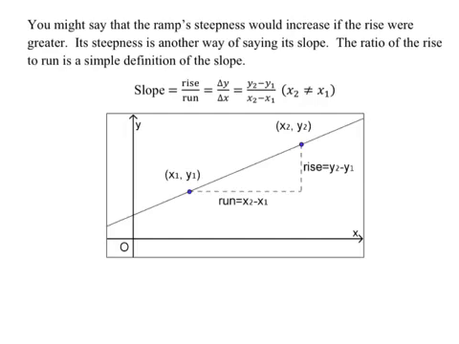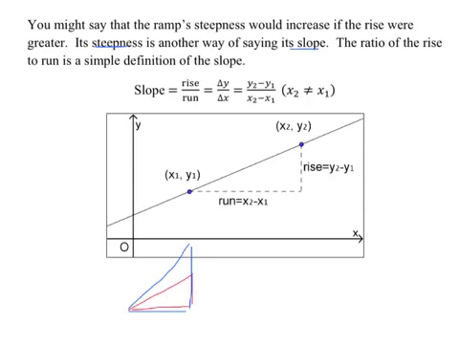Now, taking a thought about this, you could say that the ramp steepness in that last example would increase if the rise were greater. So we could have our first ramp, say it looked like this, but then superimpose a second ramp on top of it, make believe this is the second ramp now. Well, that ramp in blue is much steeper. So we could say simply that the steepness is another way of saying its slope.